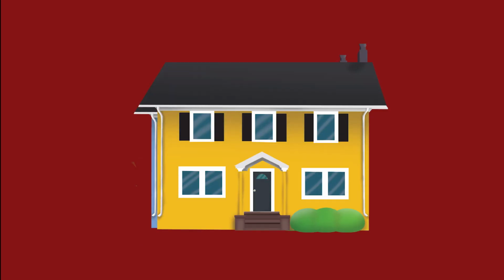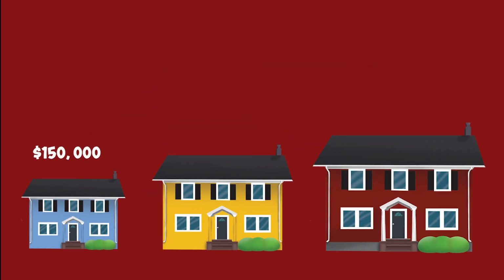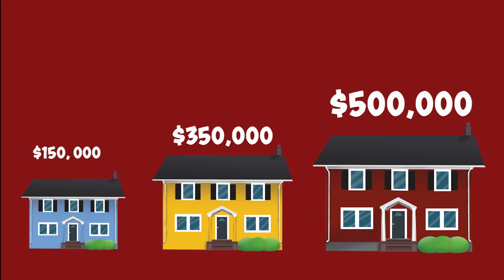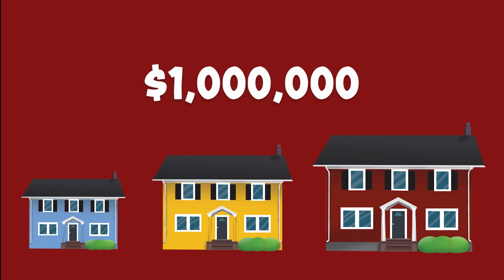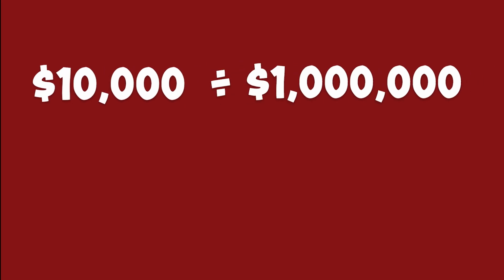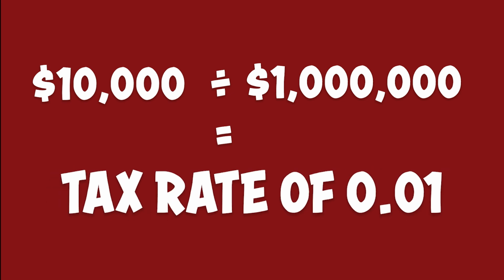Now let's say that the first resident owns a house that was assessed to be worth $150,000, the second worth $350,000, and the third worth $500,000. This means that the total assessment in Didsbury is worth $1 million. The calculation is simple. We take the required revenue, the $10,000, and divide it by the total assessment base, which was the $1 million. This gives us a tax rate of 0.01.